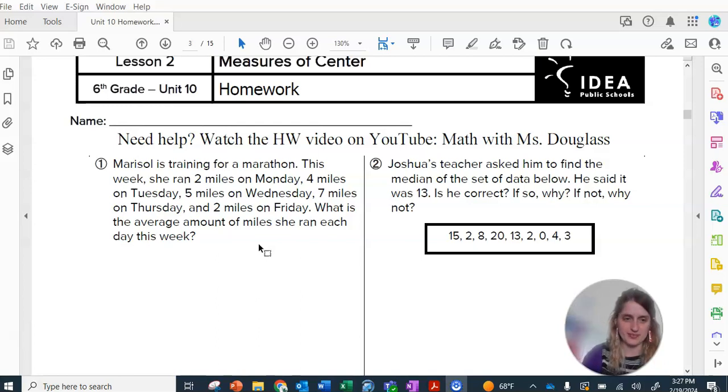She's training for a marathon. This week she ran 2 miles on Monday, 4 miles on Tuesday, 5 miles on Wednesday, 7 miles on Thursday, 2 miles on Friday. What is the average amount of miles that she ran?